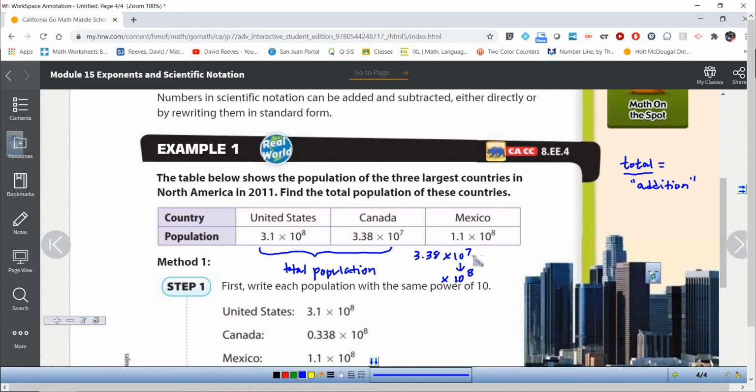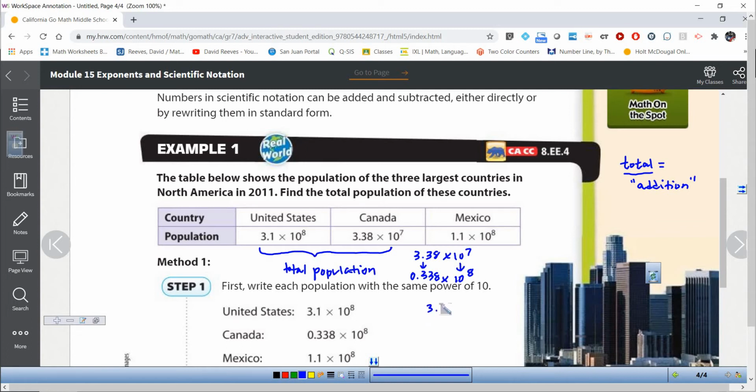So what did I just do? I just made this 10 times bigger. So I have to make this one 10 times smaller. I actually did this in one of my previous videos. I showed you how it became 0.338 times 10 to the 8th, right? So if you make the power of 10 10 times bigger, you must make the coefficient 10 times smaller.